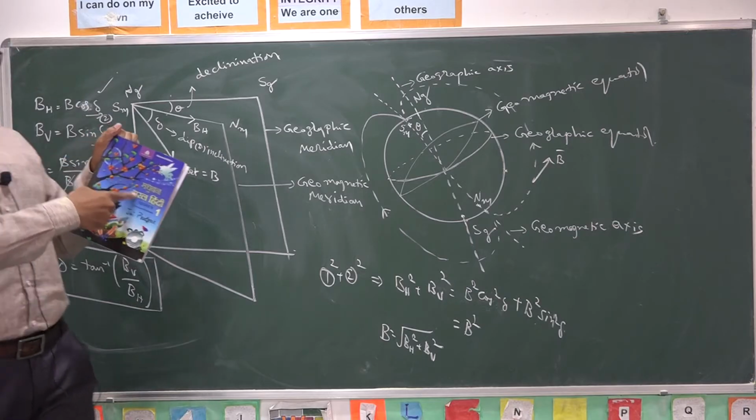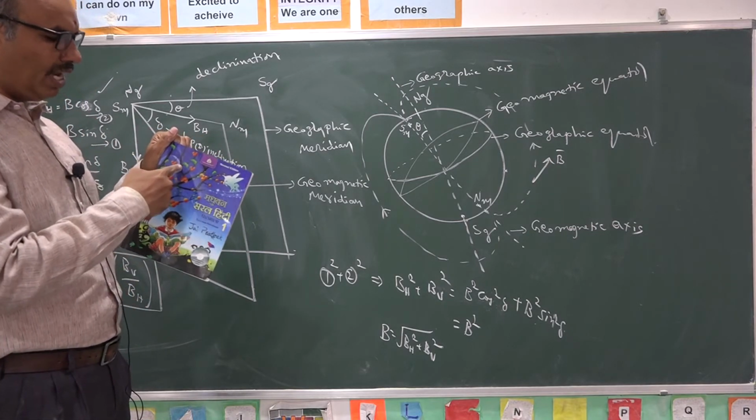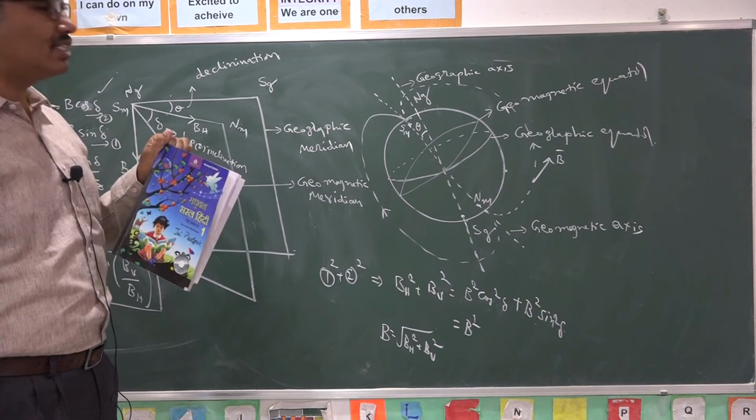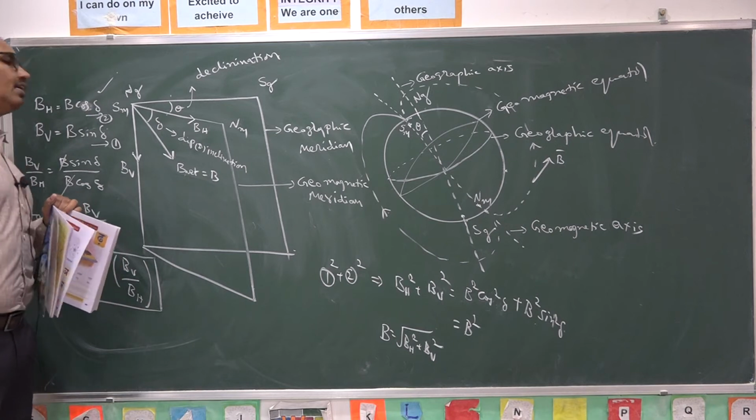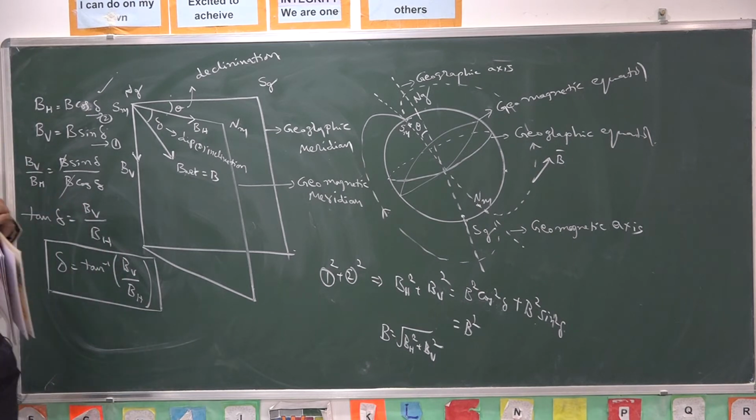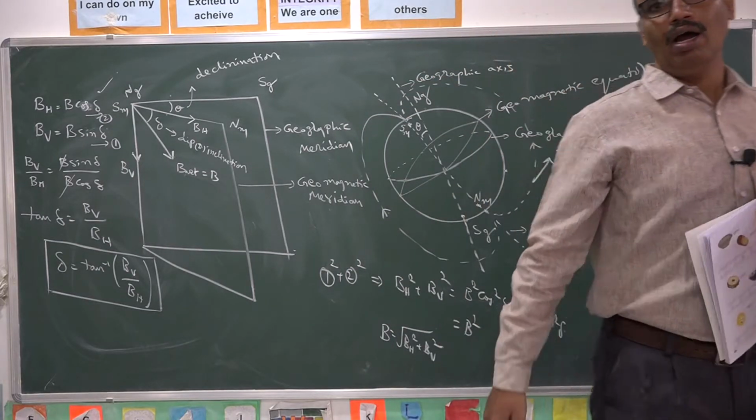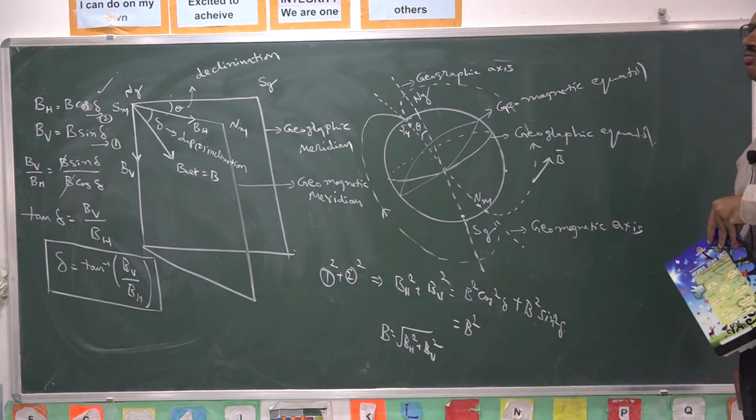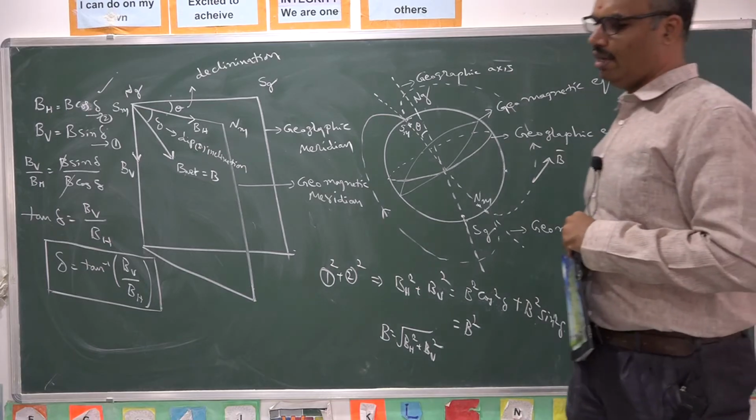The resultant magnetic field is in this geomagnetic meridian, in this direction. It makes some angle with the geomagnetic axis, called inclination, and the horizontal component is given by B cos delta. We are interested in the horizontal component because it will influence the behavior of objects on the surface of Earth.